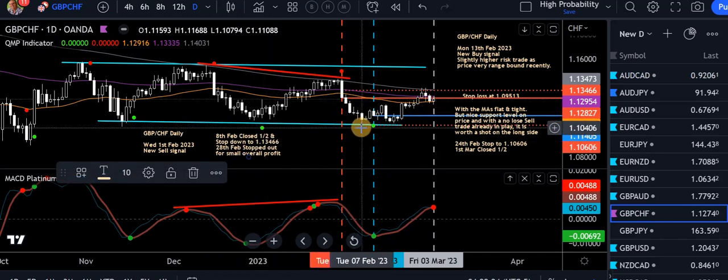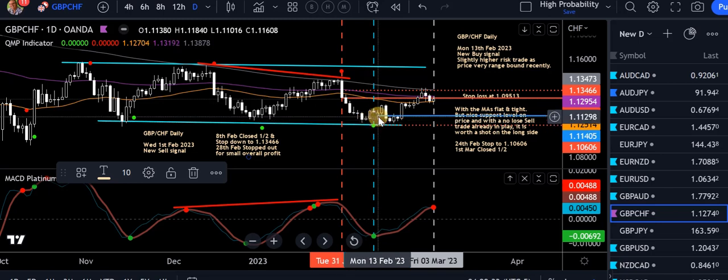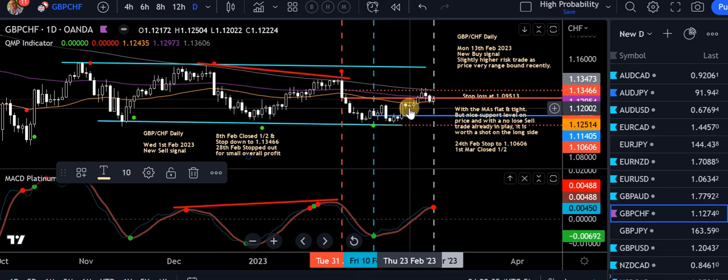8th of Feb closed half, so let's have a look. I reckon that'll be on the open of this candle here. We're down to the previous lows. We closed half there and dragged the stop down to a no-lose position. It didn't really go further, and it's just gone up.